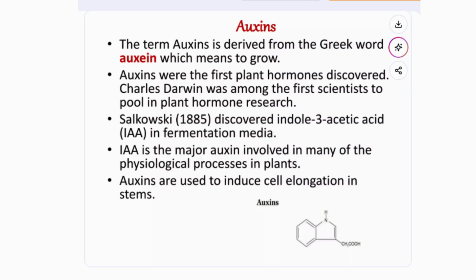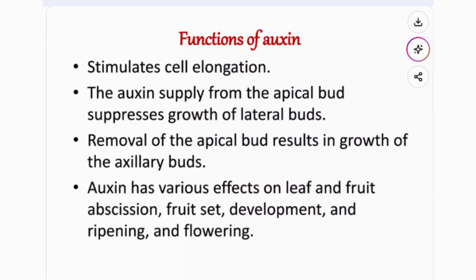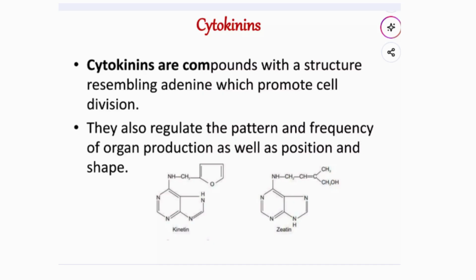Auxin has been used to induce cell elongation in the stem cell. The function of the auxin is to stimulate the cell elongation. The auxin supply from the apical buds suppresses the growth of the lateral buds. The removal of the apical buds results in growth of the axillary buds. Auxin has various effects on leaf and fruit abscission, fruit set and development, ripening, and the flowering of the plant cells.